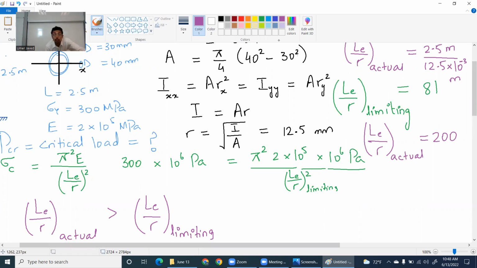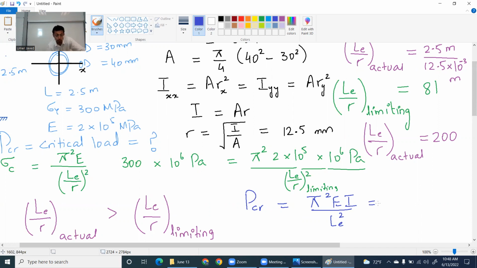Now, if I am allowed to use the Euler's formula, can you please look at your notes and tell me what was the Euler's formula? It was P critical is equal to, and by the way, you have to tell me to move the screen to the right because I cannot see from my laptop that you cannot see. P critical is equal to pi square I over LE square.